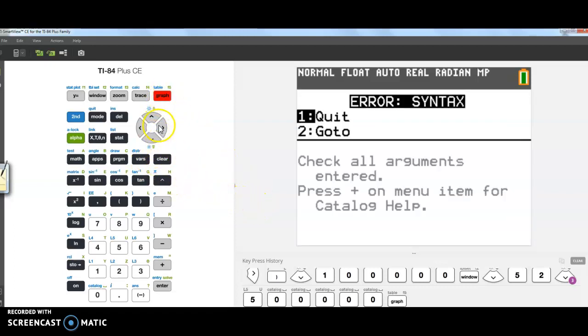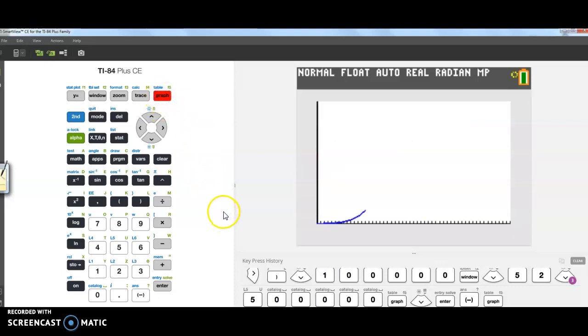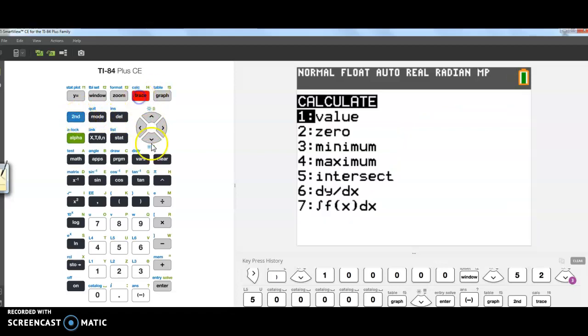And I have an error in my syntax. So I'll go to where my typo is. It looks like I typed a subtraction instead of a negative sign there. So we'll fix that and try again. That blue curve is my logistic curve, and we see that it has its iconic shape: it starts out exponential, and then it slows down, leveling off. My red line is my 100,000, and I can figure out the answer here by finding where they intersect.